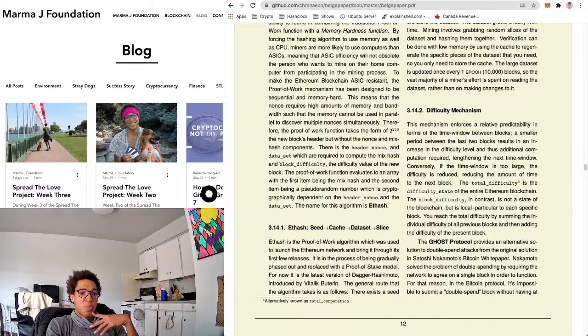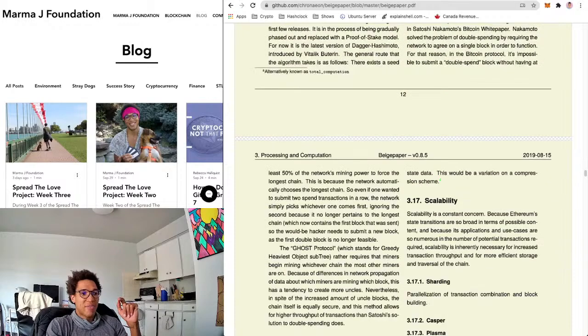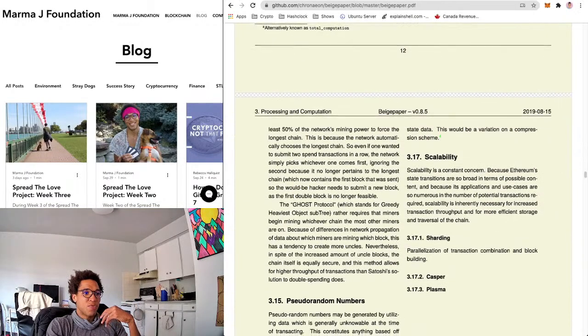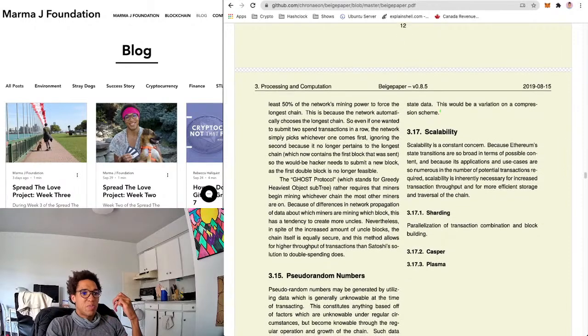The GHOST protocol provides an alternative solution to double spend attacks from the original solution in Satoshi Nakamoto's Bitcoin white paper. Nakamoto solved the problem of double spending by requiring the network to agree on a single block in order to function. For that reason, in the Bitcoin protocol, it is impossible to submit a double spend block without having at least 50% of the network's mining power to force the longest chain. This is because the network automatically chooses the longest chain.